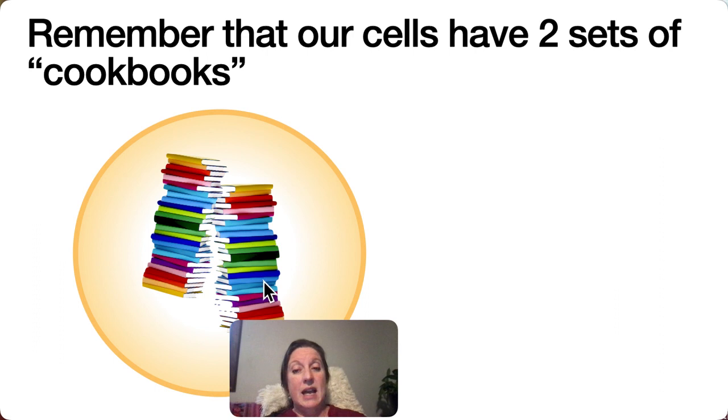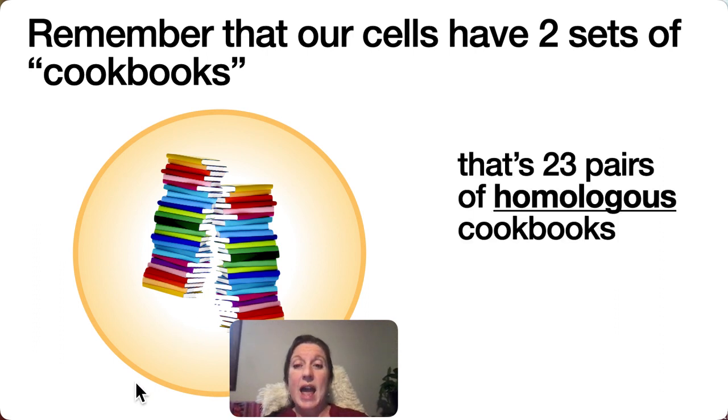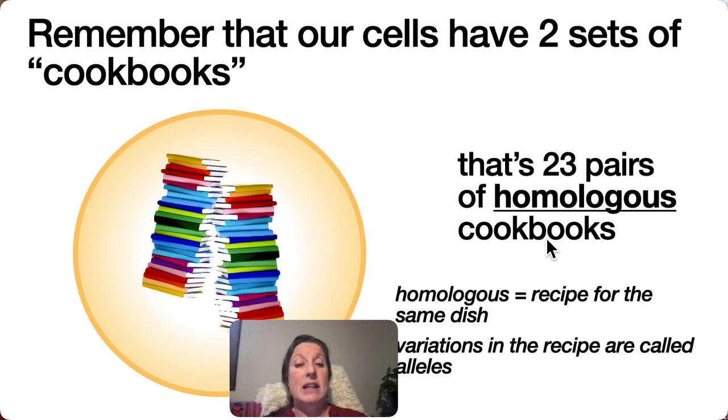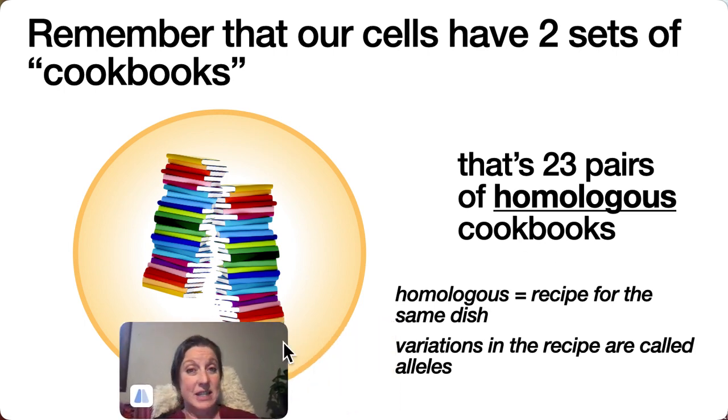So we have two sets. Each one has 23 volumes, and one of those came from our mother, and one came from our father. So that means that we have 23 pairs of homologous cookbooks. Homologous means that it's the recipe for the same dish, or in this case, the gene for the same protein. However, there are variations in the recipes, which are called alleles.